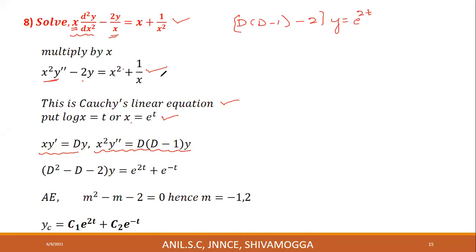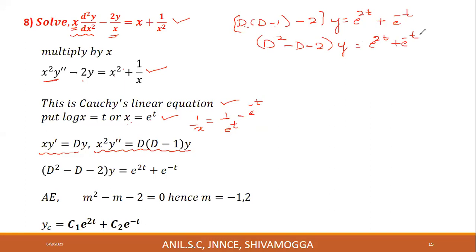plus 1 by x. 1 by x is 1 by e power t, correct? 1 by x is equal to 1 divided by e power t, which can also be written as e power minus t. Simplify this. D into d is d square. D into minus 1 is minus d, minus 2 into y is equal to e power 2t plus e power minus t. This is a linear differential equation with constant coefficients.